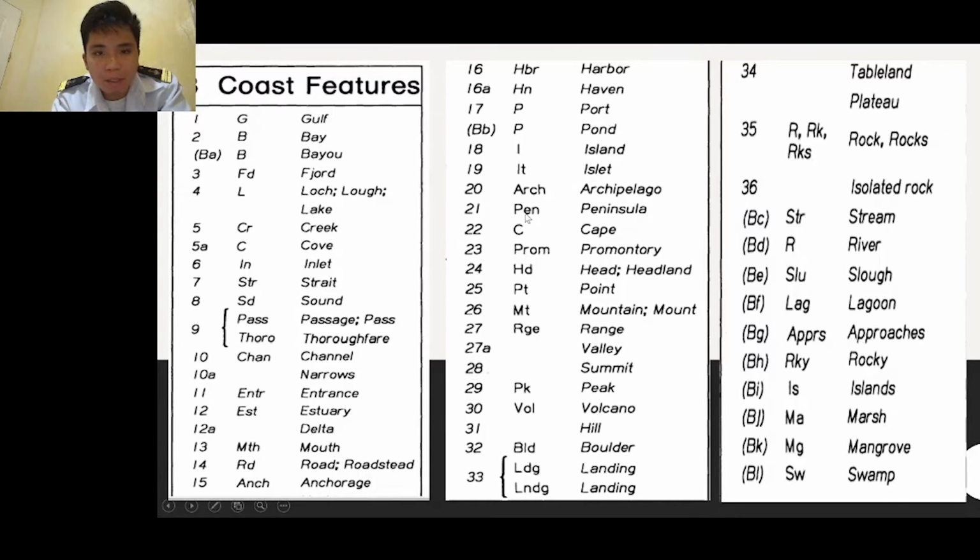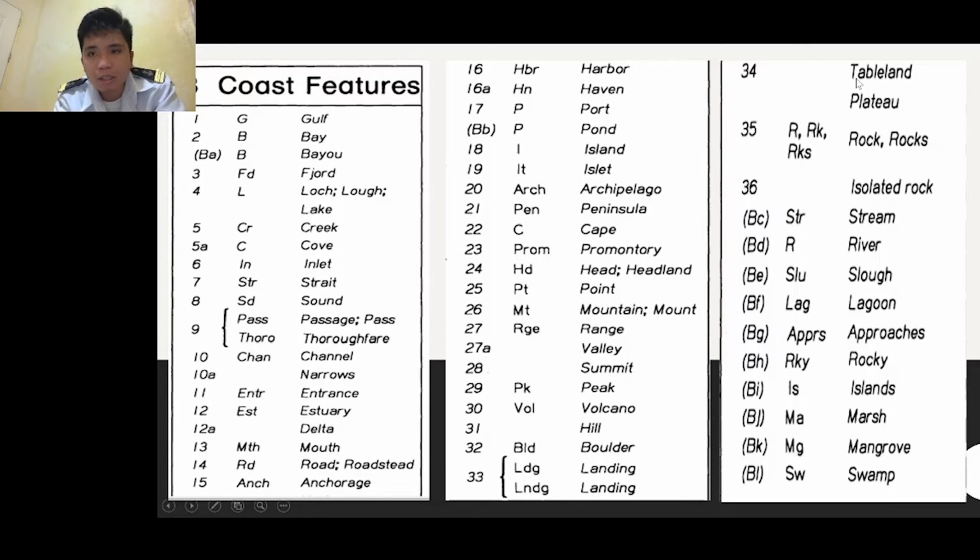ARCH archipelago, PEN peninsula. Then we have C here for cape, then promontory, HD headland, PT point, MT mountain or mount, RGE range. Then we have the valley, summit, PK peak. VOL is not volume, it is volcano. Hill, we have BLD. So BLD, this is boulder, not a building. LDG landing, LN or it could be LNDG landing.